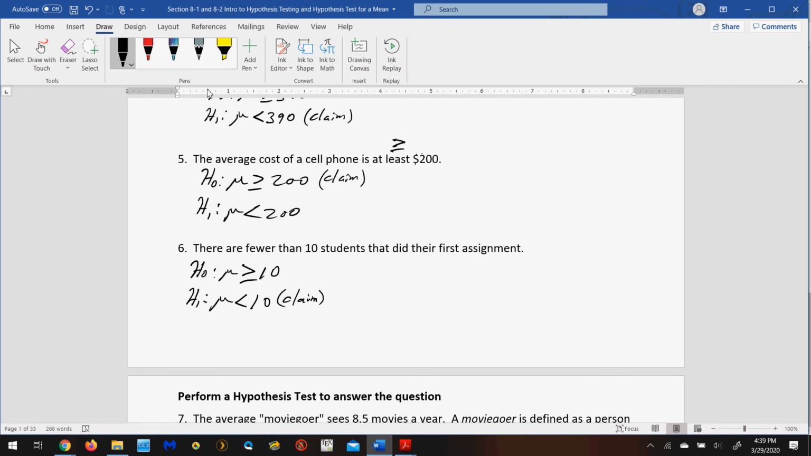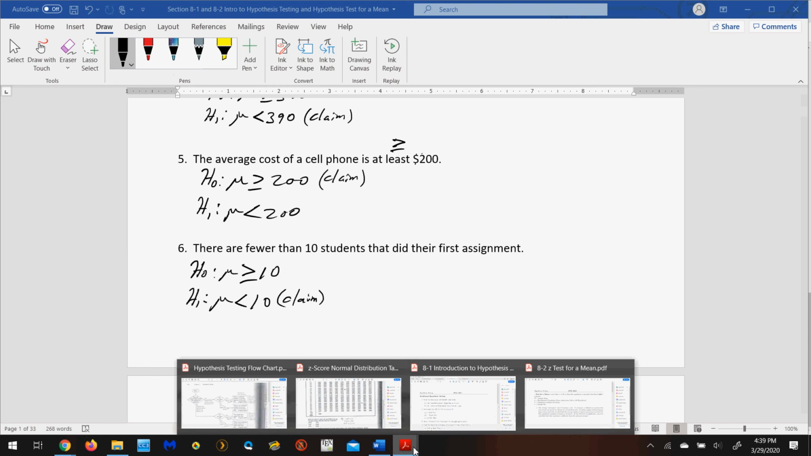Now, what else you can get from this. So this really small short sentence actually gives you a ton of information. What it gives you is null and alternate hypotheses. It also gives you the claim. But it also will tell you what type of tail test you're going to be doing.